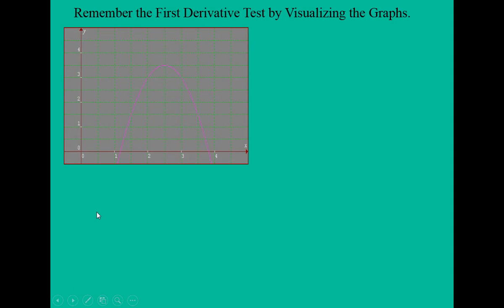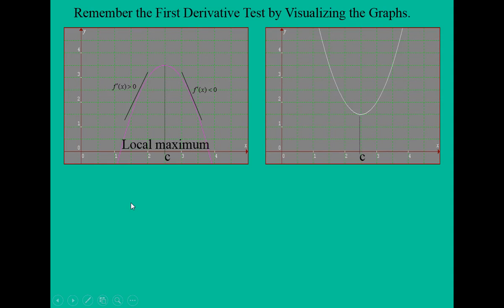I've just included a few graphs here to help us remember the first derivative test by visualizing it with these graphs. Here's C, our critical number. Slope of the tangent lines to the left of C are increasing or positive, and to the right of C they are negative, so it's decreasing, so we would have a local maximum.